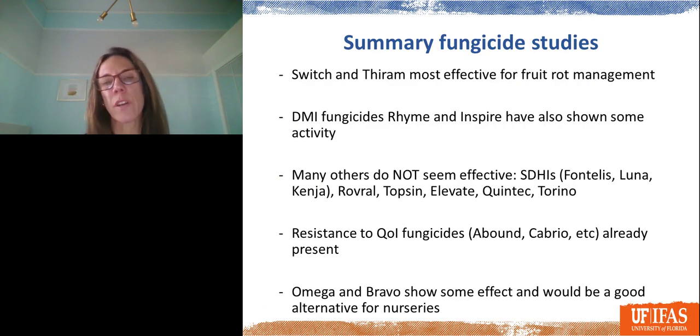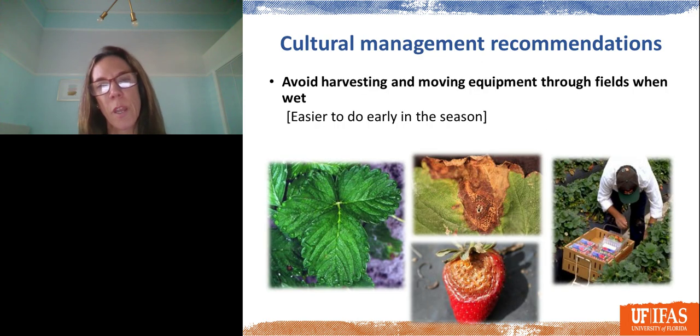So in summary, for the fungicide studies, Switch and Tyrum were the most effective. The DMI fungicides, Rime and Spiro, have also shown some activity, but there are many other groups that don't seem very effective. The SDHIs and all the ones I listed there, as well as the QoI fungicides, we found and confirmed there's resistance present to that group. And Omega and Bravo, as I mentioned, might be an option for nurseries.